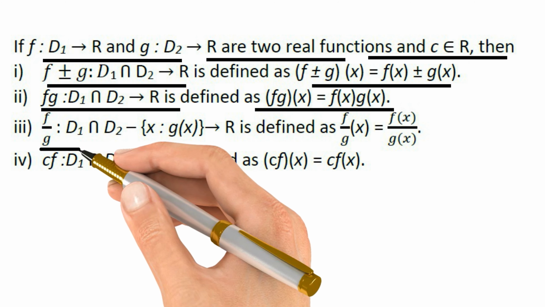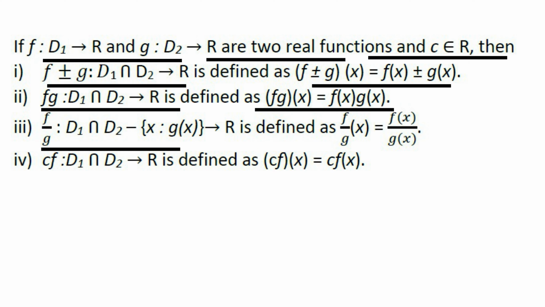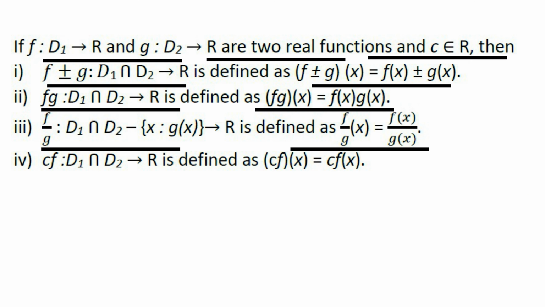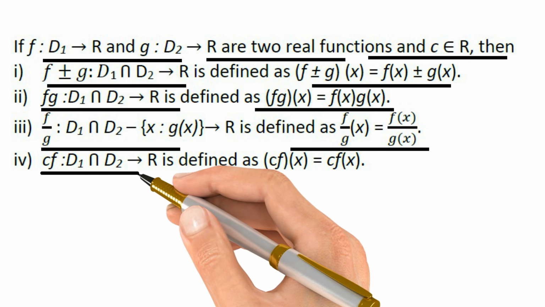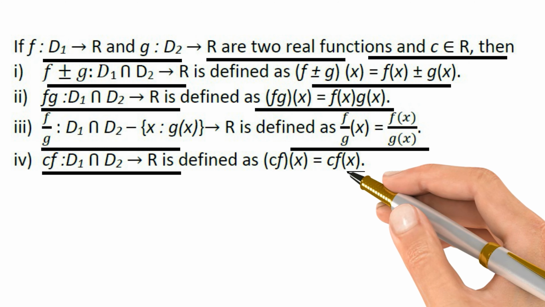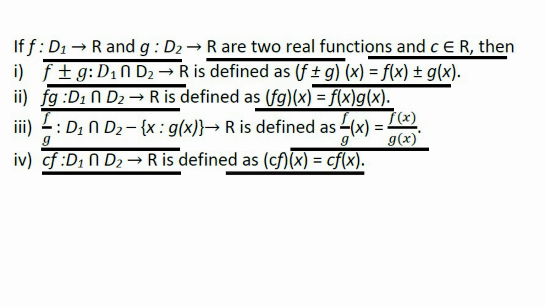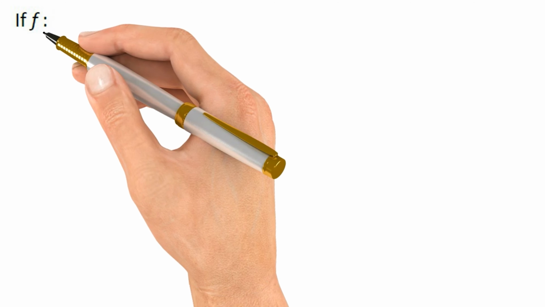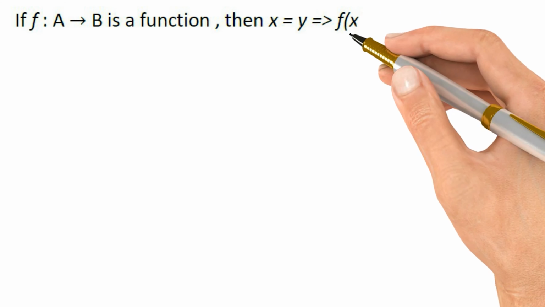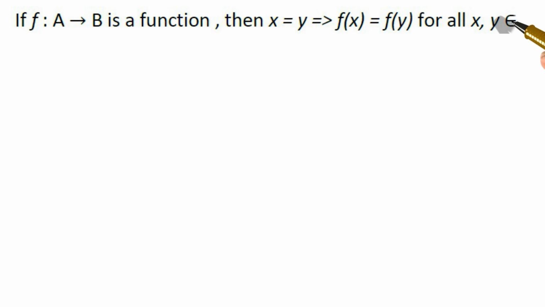f by g, where D1 ∩ D2 minus the zeros of g → R, is defined as (f/g)(x) = f(x) by g(x). Cf, where D1 ∩ D2 → R, is defined as (Cf)(x) equals C into f(x). If f: A → B is a function, then x equal to y will imply f(x) equal to f(y) for all x, y belongs to A.